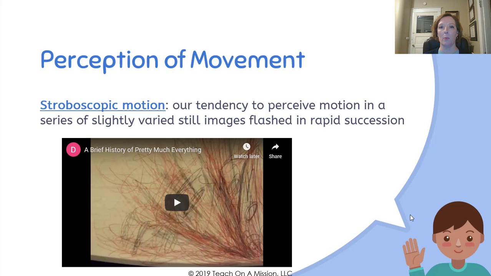So the first thing to know about our brains is they like certain things, and one of the things they really like is movement. There are some ways that our brains will perceive movement even though there is none there. One of those ways is stroboscopic motion. This is our tendency to perceive motion in a series of slightly varied still images that are flashed in rapid succession. This is a video that we will be watching in class, and it shows beautifully how our brain perceives stroboscopic motion as a moving image. It is the way that cartoons used to be made, and it works beautifully.